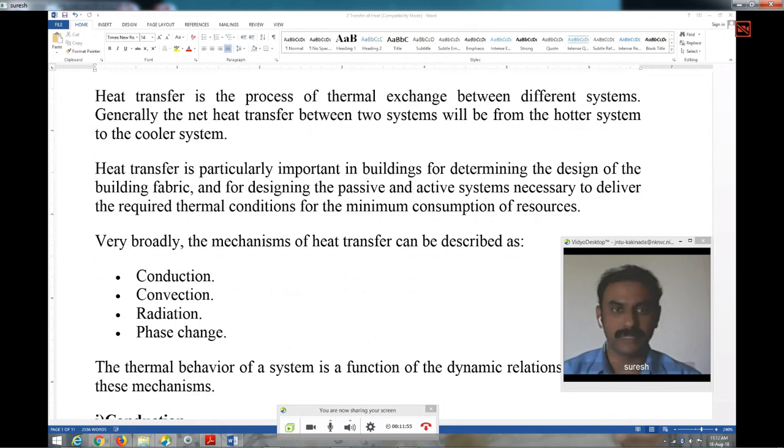we have in a room, so that the fabric we are using must withstand the temperature of the room where we are going to operate it. So, designing the passive and active systems necessary to deliver the required conditions for the minimum consumption of resources. We are always trying to have more output compared with the input, or, as per electrical engineering, output is always less than input, so the difference between the two is in the form of loss.